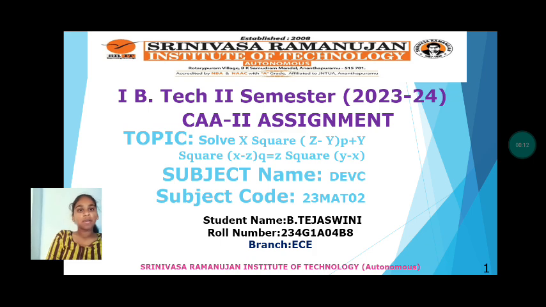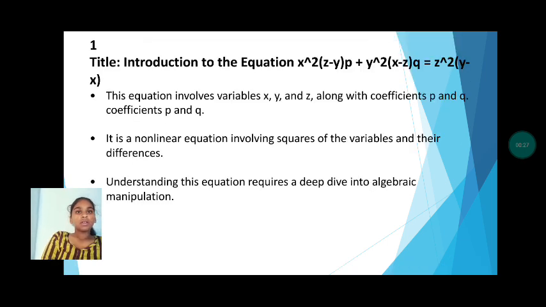Today my topic for the presentation is: solve x²(z − y)p + y²(x − z)q = z²(y − x). This equation involves variables x, y, and z along with coefficients p, q. It is a non-linear equation involving squares of the variables and their differences. Understanding this equation requires a deep dive into algebraic manipulation.